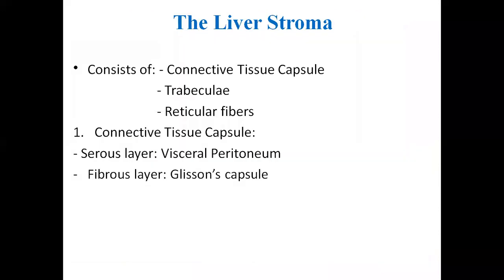Liver stroma consists of connective tissue capsule, trabeculae, and reticular fibers. The connective tissue capsule consists of two layers. One is the fibrous layer, which is also called Glisson's capsule, while the serous layer is also called the visceral peritoneum.